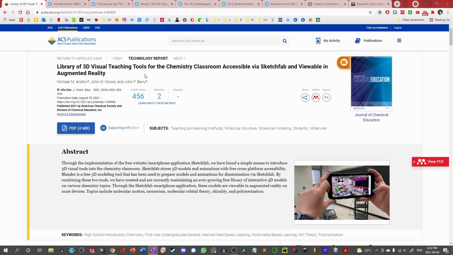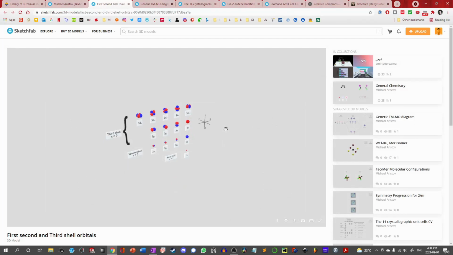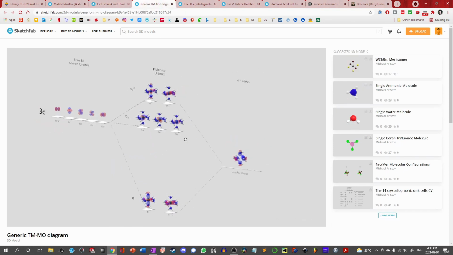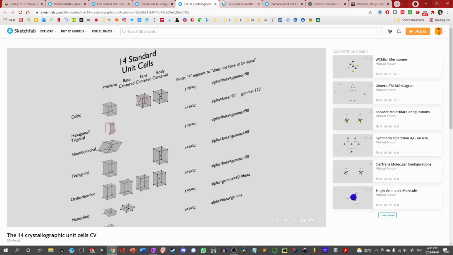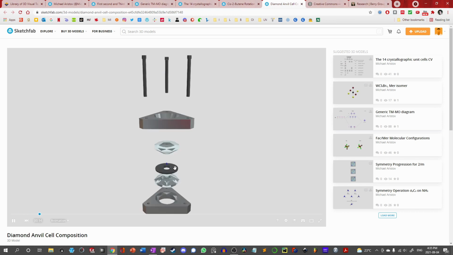What I would like to focus on for this feature, though, is Michael's page on Sketchfab, which features a variety of 3D chemistry resources. There's great variety among these from a chemistry standpoint. Some of my favorites include 3D representations of both atomic and molecular orbitals that you can fully navigate around, along with the 14 standard unit cells, animations of simple rotations around small organic molecules, and even some experimental setups, such as this diamond anvil.